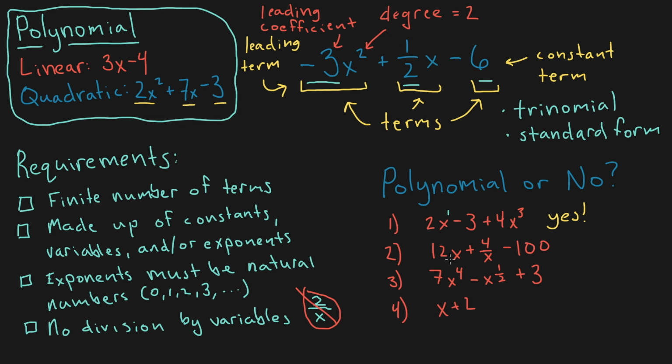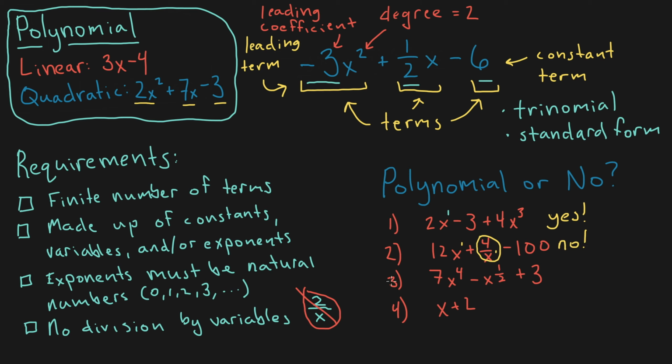Okay, number 2. 12x plus 4 divided by x subtract 100. We have a finite number of terms, 3 terms. It's made up of constants, variables, and or exponents. Exponents are natural numbers; we have an implied exponent of 1 there. So that works. And then no division by variables. Uh-oh, look at this. We have division by a variable. So this is not a polynomial.